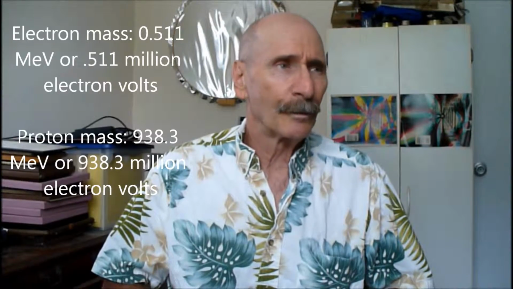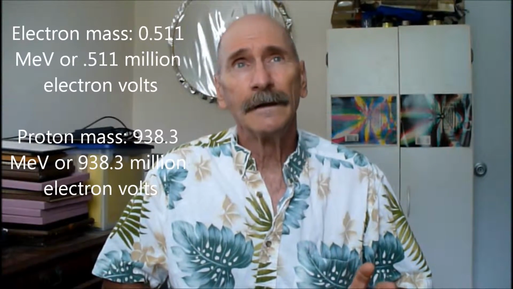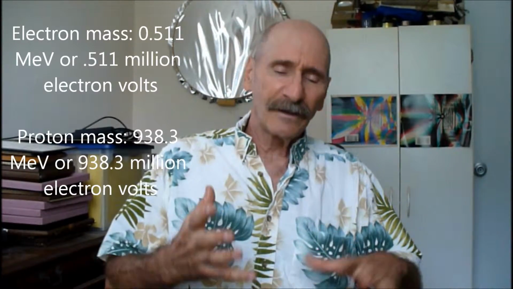Now we were talking about the mass of an electron, and a lot of times when we refer to the mass of an electron, we call it the energy, or 0.511 electron volts. The mass of a proton. I wish I could remember those numbers. But let's go back to the idea of the electron.